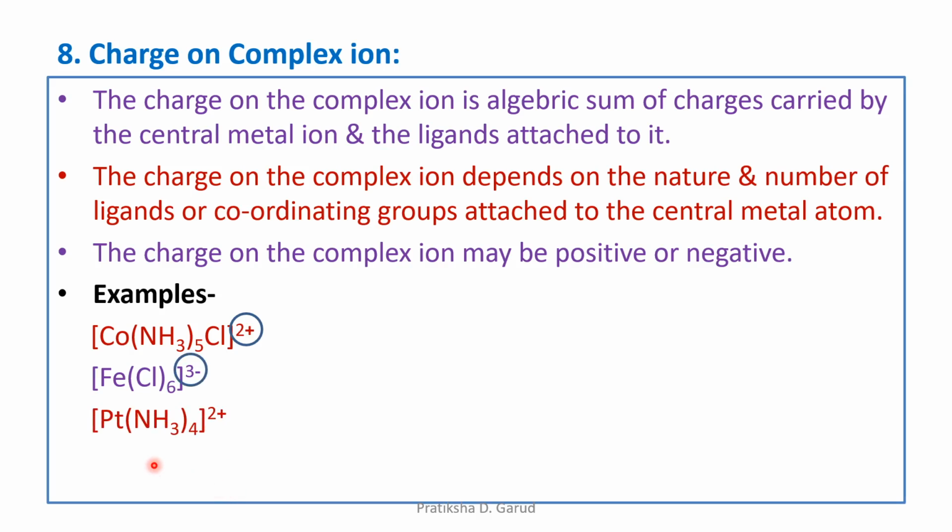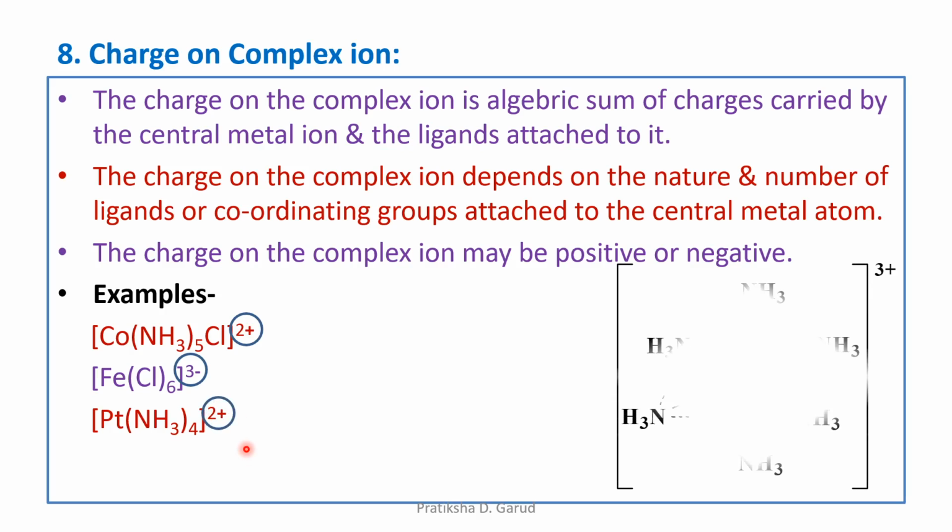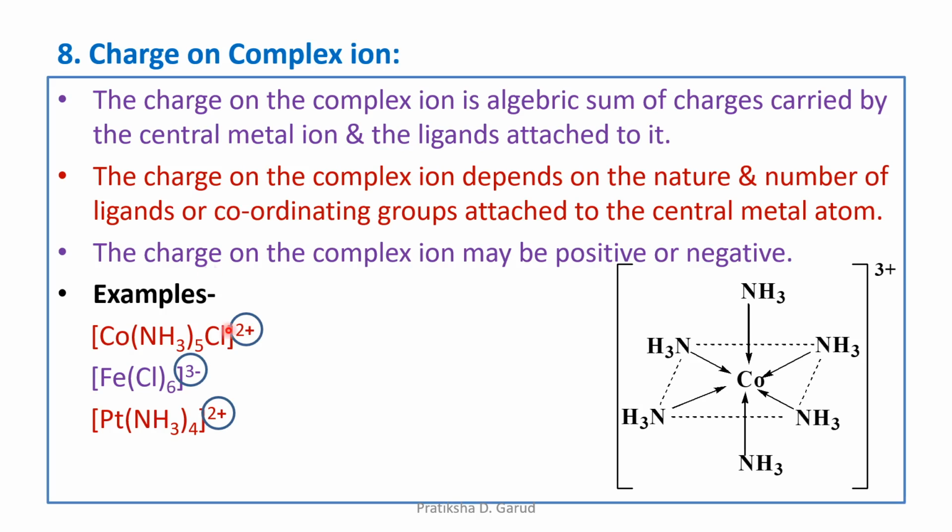Third example, [Pt(NH3)4] 2+. Again, this 2+ is the charge on the complex ion. Let us see one more structure. This is the structure of [Co(NH3)6]. Again, this complex ion has a charge, and that charge is +3. So this +3 is the charge on this complex ion. In this way, we can say that the charge on the complex ion is the sum of the charges carried by the central metal ion as well as the ligands attached to it.